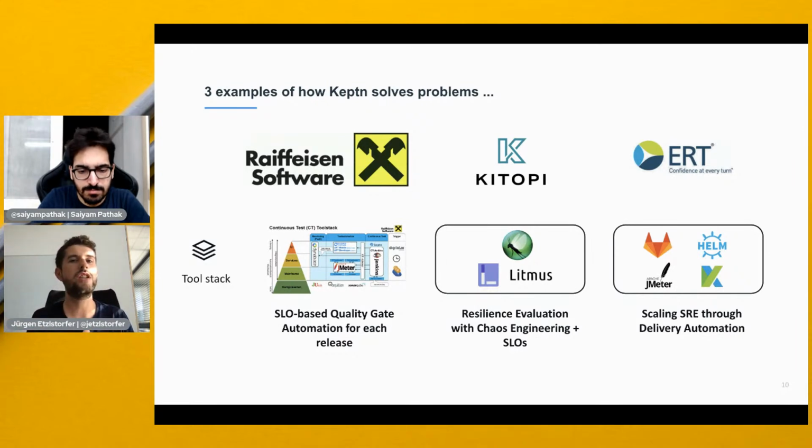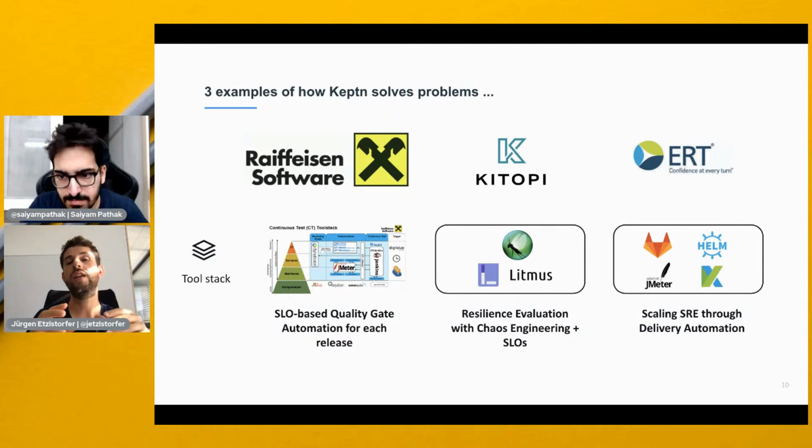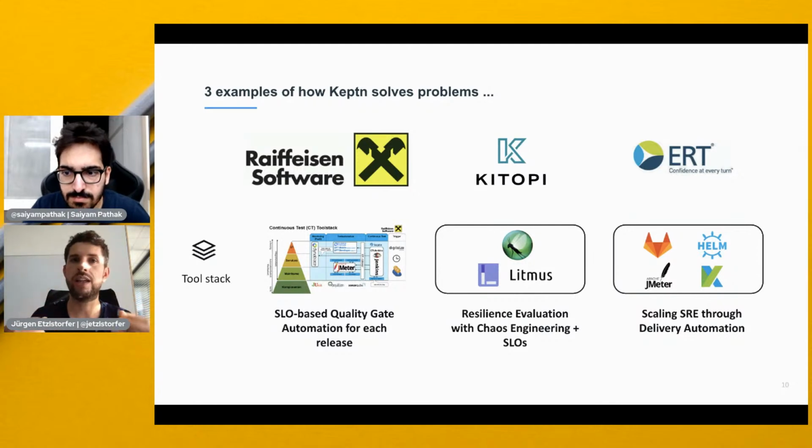The second use case is different. This is by a company called Kitopi. They are offering, I think it's called Kitchen as a Service, something like this. So it's a very new, very innovative company, not like a traditional financial institution. And they are using Keptn and also parts of the quality gates of Keptn for measuring and ensuring the resilience of their architecture and their applications.